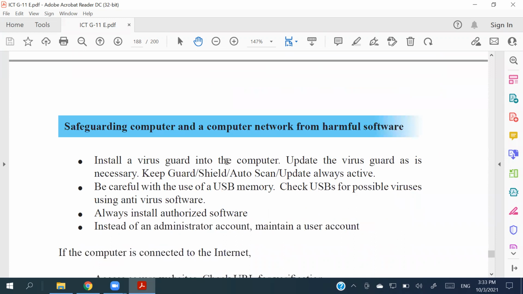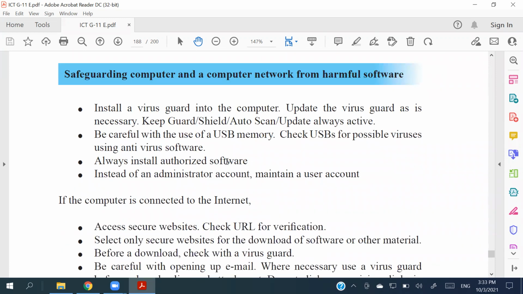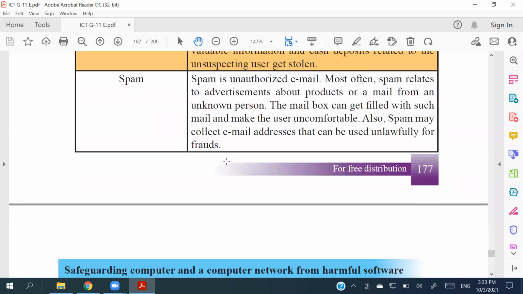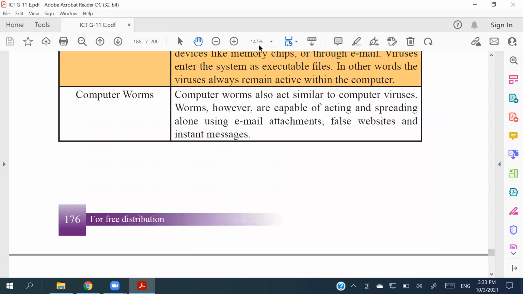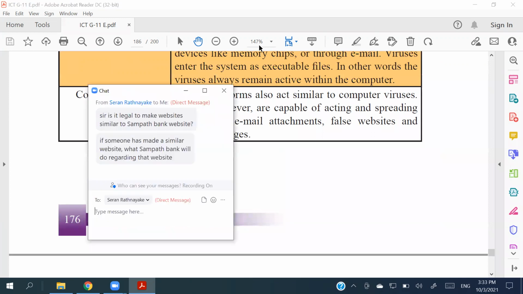Okay, so before we move on to safeguarding the computer and all these things, let's quickly write these things down, right? Okay, people, is that clear? Can I have the confirmation?